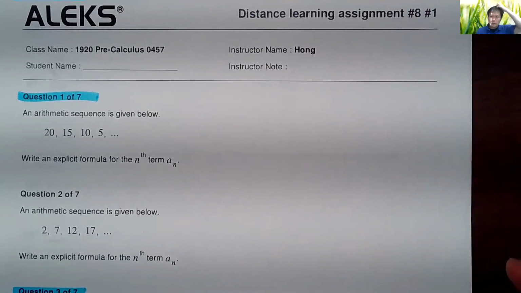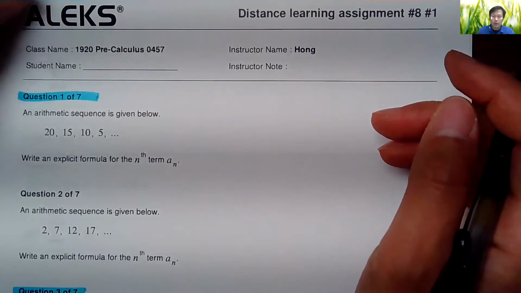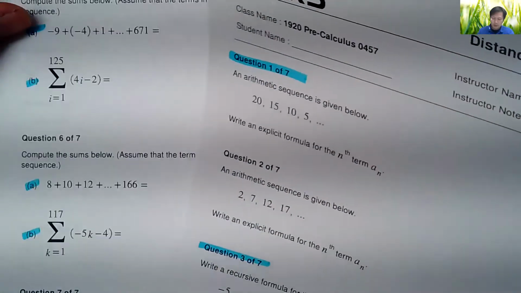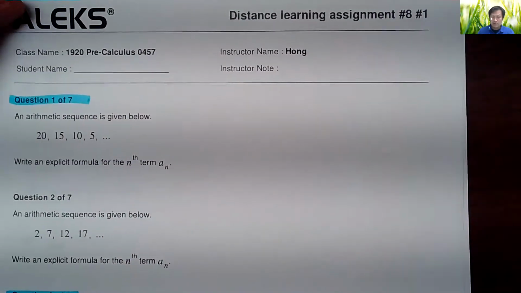Today's lesson is finding the arithmetic sequence nth term, the explicit form of the nth term, the recursive formula for the nth term of an arithmetic sequence, and dealing with arithmetic series.